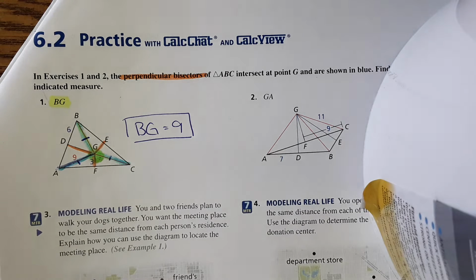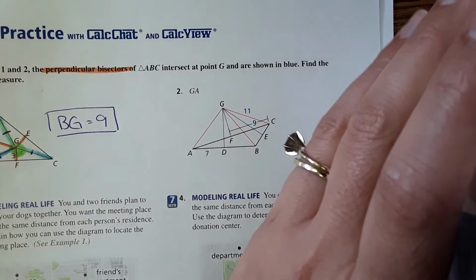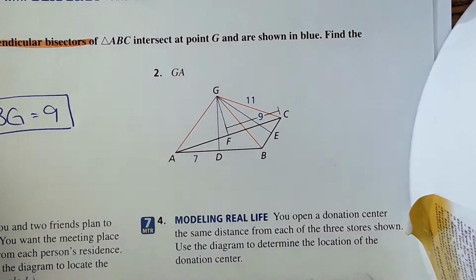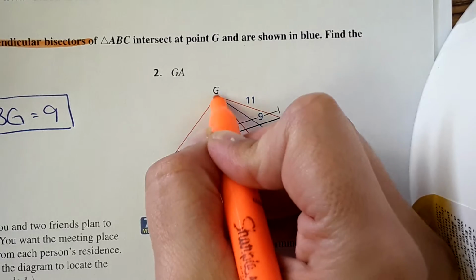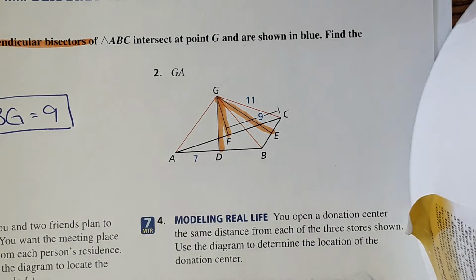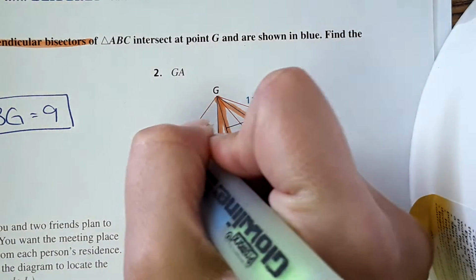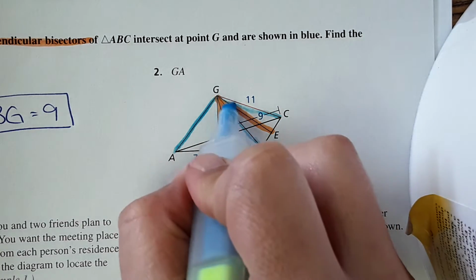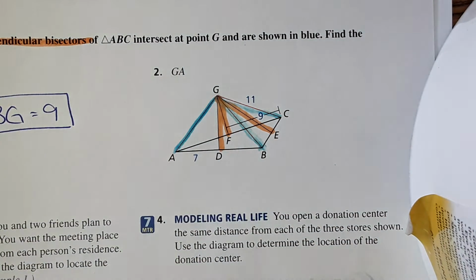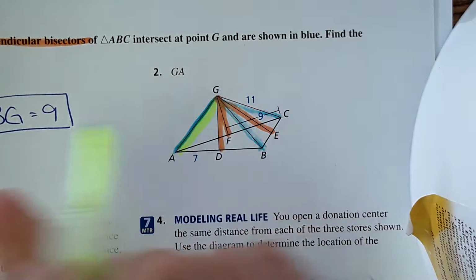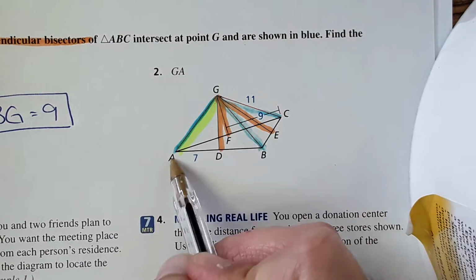Okay, and number 2, same idea. This one looks a little bit different. They had to draw the lines like outside of the triangle. Let's see. So let me just highlight the perpendicular bisectors. And then I'll highlight the lines from the vertices. Alright. So all the blues are going to be the same length. And then it wants to find the length of GA, so this length here. Well, it says that GC is 11, so GA must also be 11.